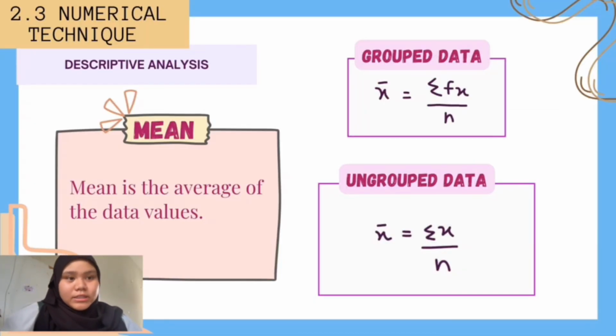Next, numerical technique, the descriptive analysis. Mean. Mean is the average of the data values. First, grouped data. Mean equals total fx over n. Total fx indicates the frequency times the midpoint, where n is the sample size. Next, ungrouped data. Mean for ungrouped data equals total x over n, where total x indicates the sum of the total given data, while n is the sample size.